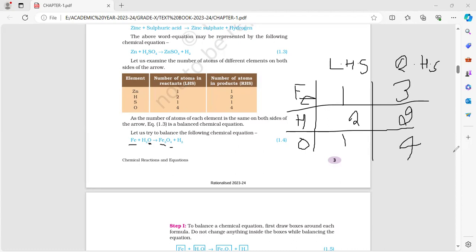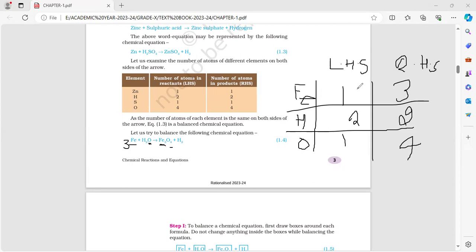Now what do we need to do? We need to balance it, right? So how do you balance? There are so many methods. If you keep on practicing, it is already given step by step in the book, so I'll directly write the final one. First I need to see here: I have three iron atoms on the right and one on the left. So I'll keep three here.